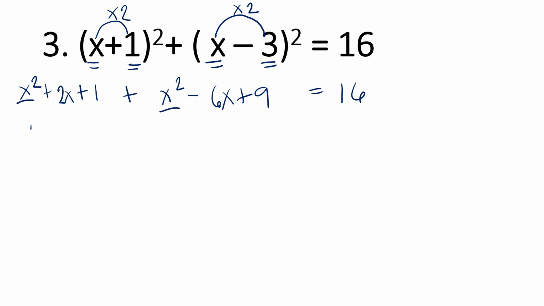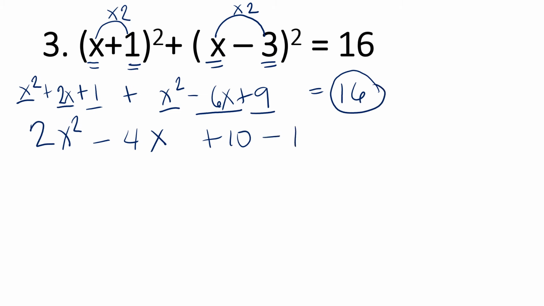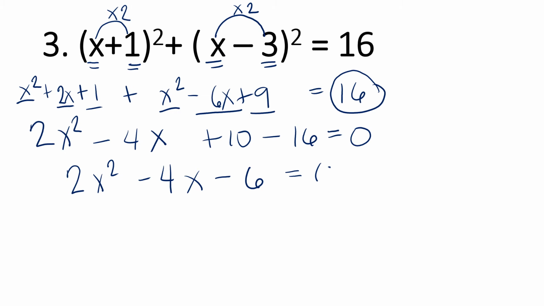By combining the like terms, x squared plus x squared, that is 2x squared. 2x minus 6x, that is negative 4x. Then 1 plus 9 is positive 10. And we are simply going to transpose here negative 16. And our final standard form will be 2x squared minus 4x, then 10 minus 16 is negative 6 equals 0.